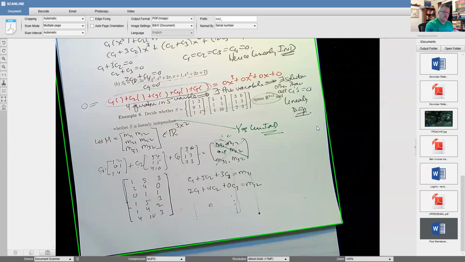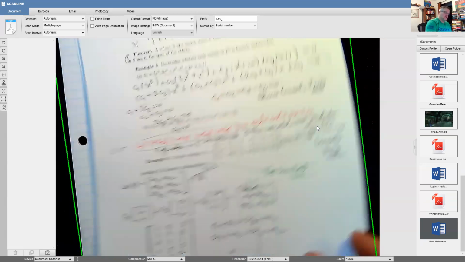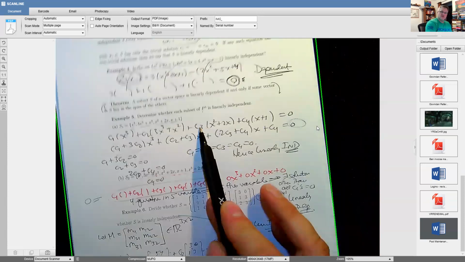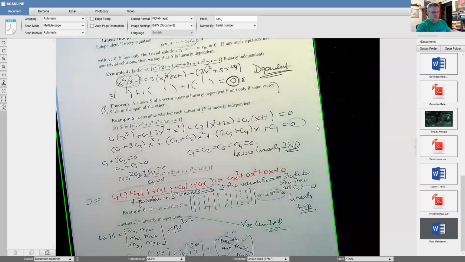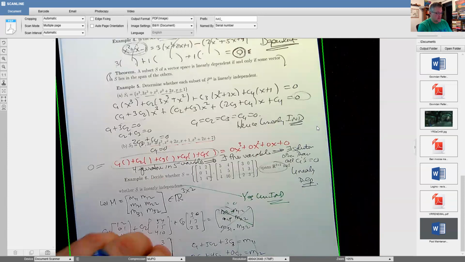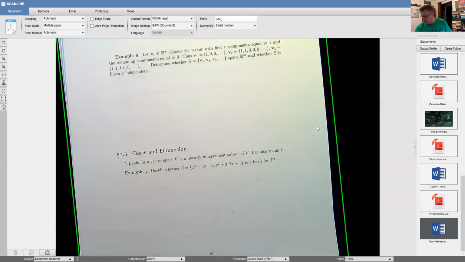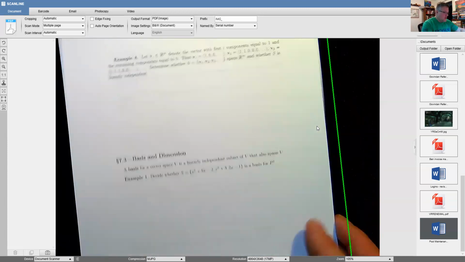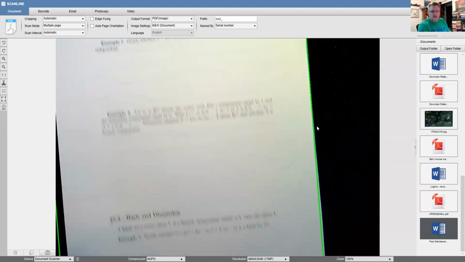Plain and simple. That's a true statement. That process remains the same whether I'm using sets of matrices, sets of vectors, sets of sequences, what have you. Okay? Same process. All right, let's look at example 7.